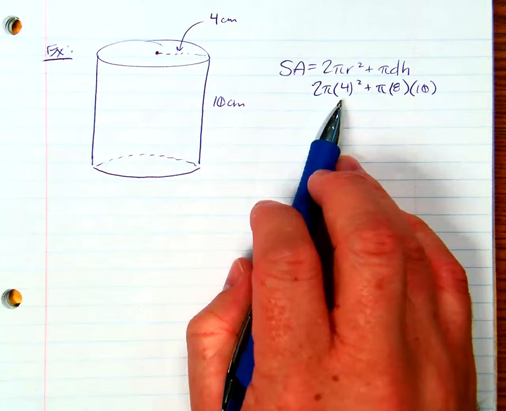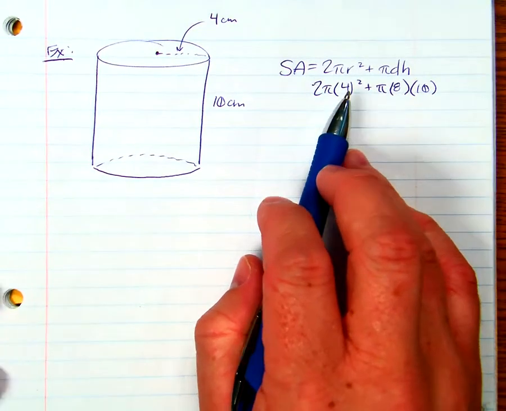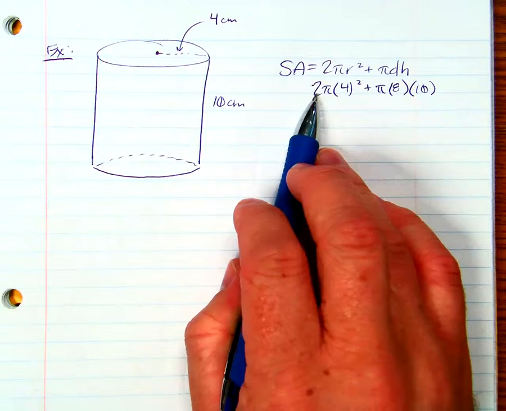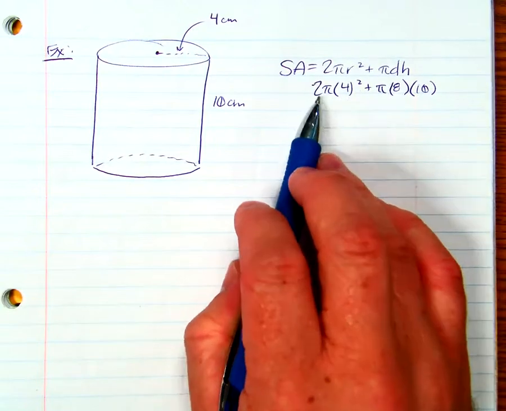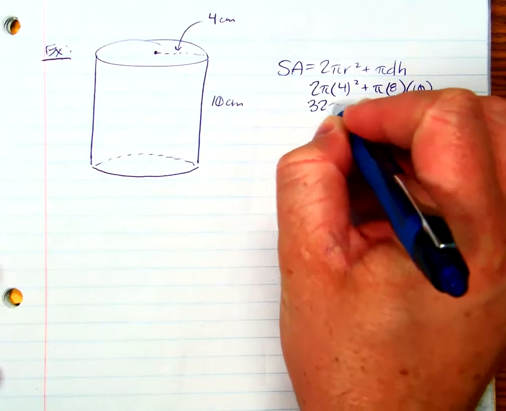So we're going to do a little mental math as we go through this, and I want you to just tell me the numbers as we go through. What is 4 squared? Should give me 16. I'm going to multiply that by the 2 that's in front. What is 16 then times 2? So I've got 32 times pi.